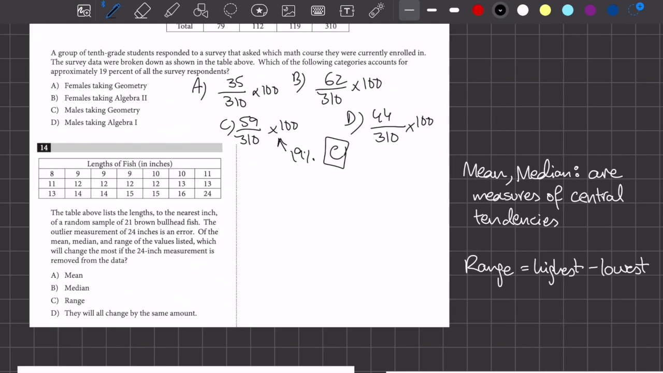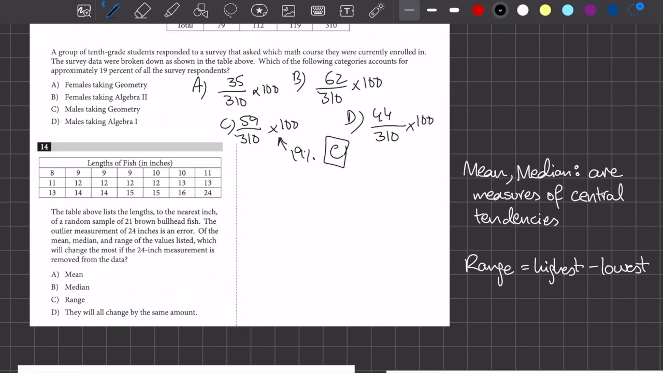In question 14, we are removing the highest value, 24, from the table and are asked what changes the most. Mean and median are measures of central tendencies, and so they do not change much by the removal of just one value. Range is the difference between the largest and lowest value and changes the most, as it changes from 16 to 8. So answer C.